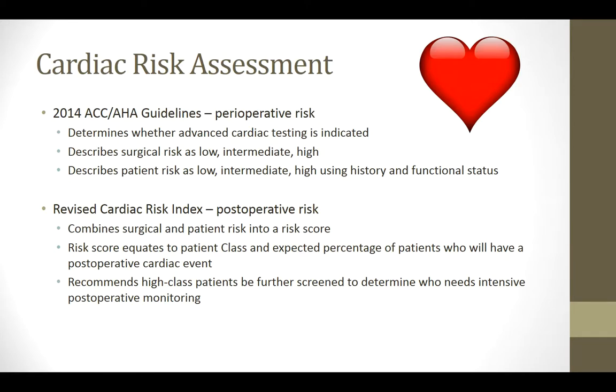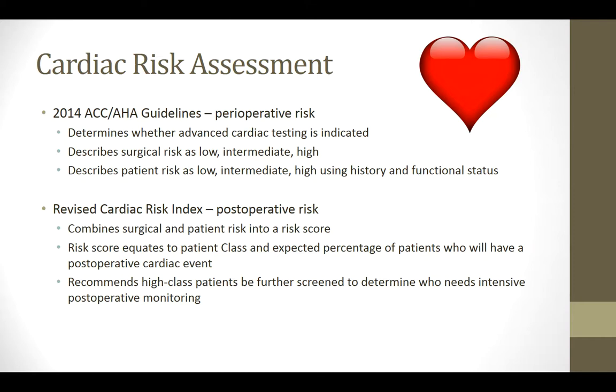So when we're doing our cardiac risk assessment, the number one guideline that we use is the 2014 ACC/AHA guidelines, and this is for perioperative risk for non-cardiac surgery. Really, the purpose of these guidelines is to decide whether the patient can go to surgery without additional cardiac testing. So you're not deciding just the risk level, but whether or not you have enough information as it stands to qualify the risk.